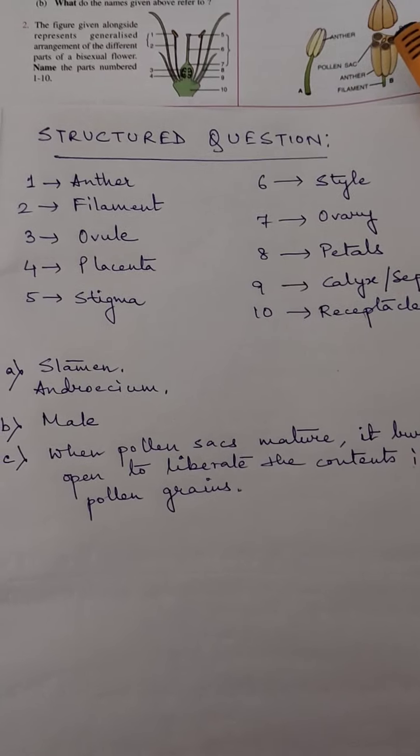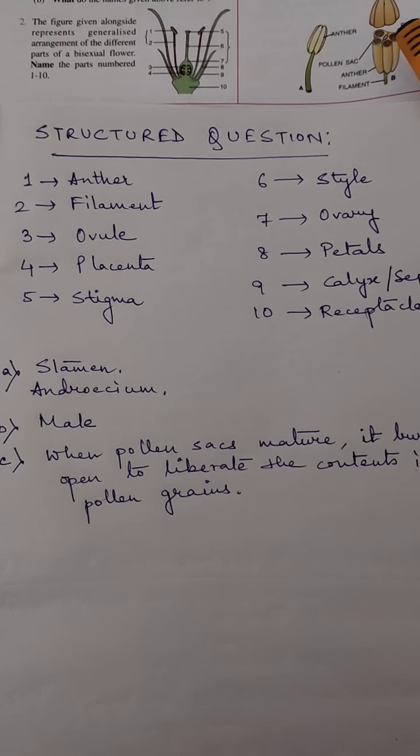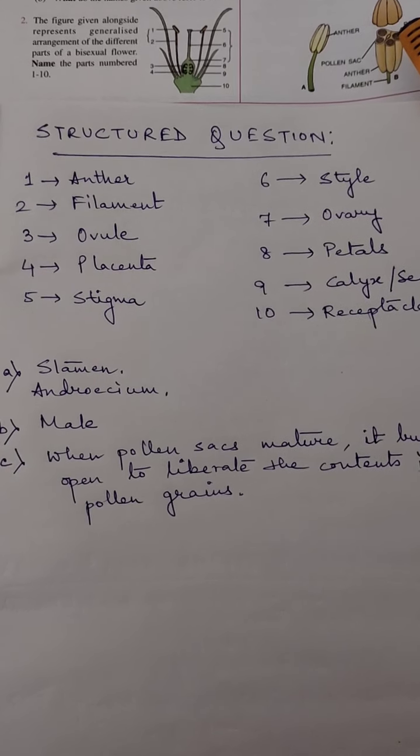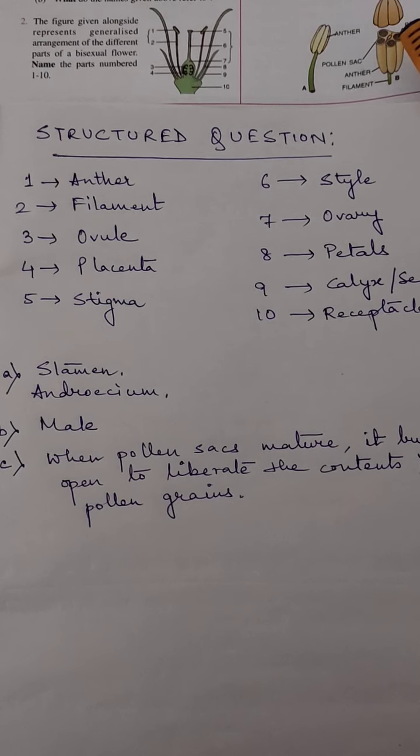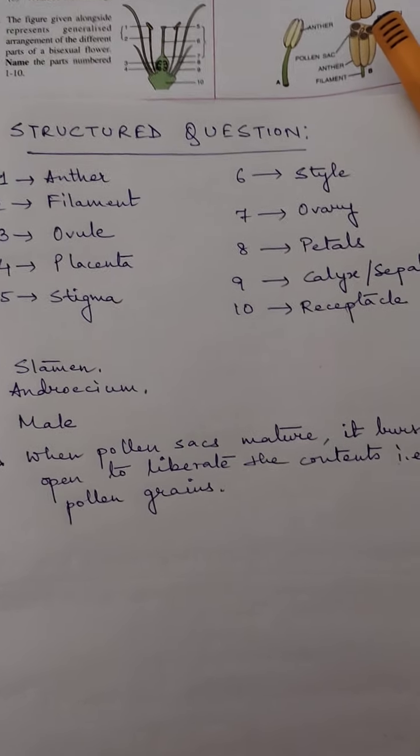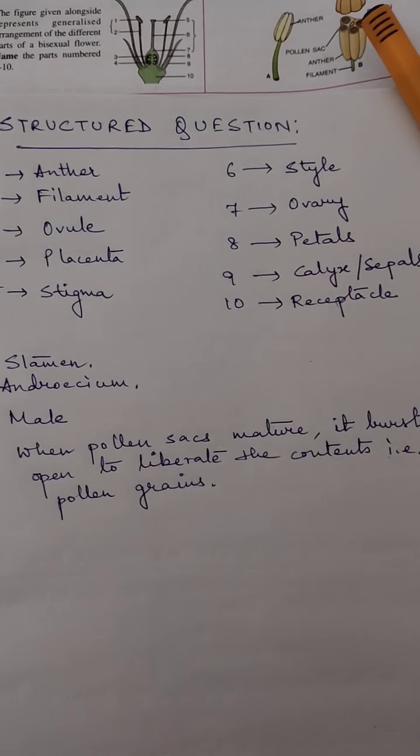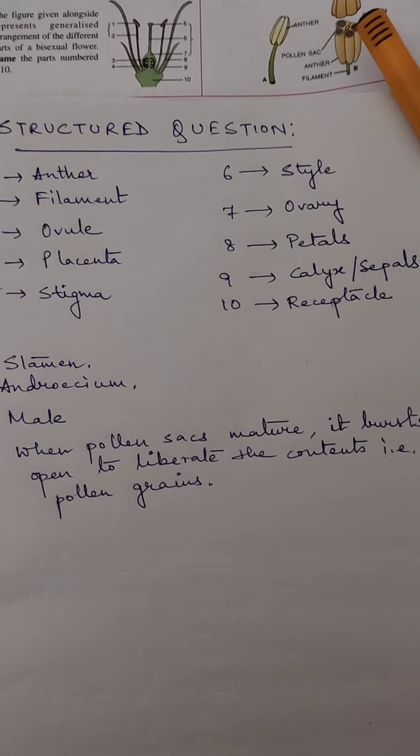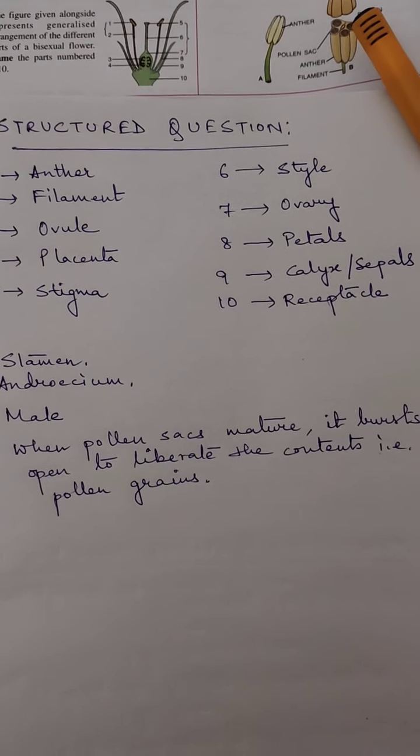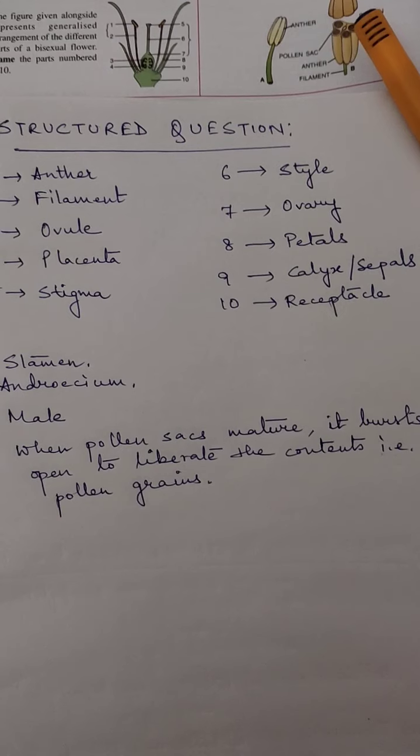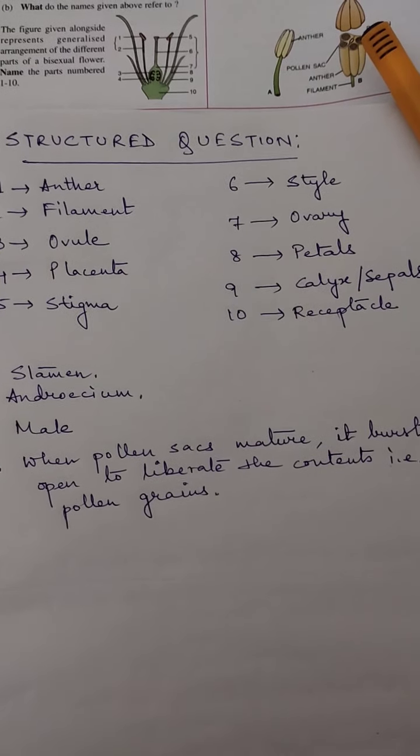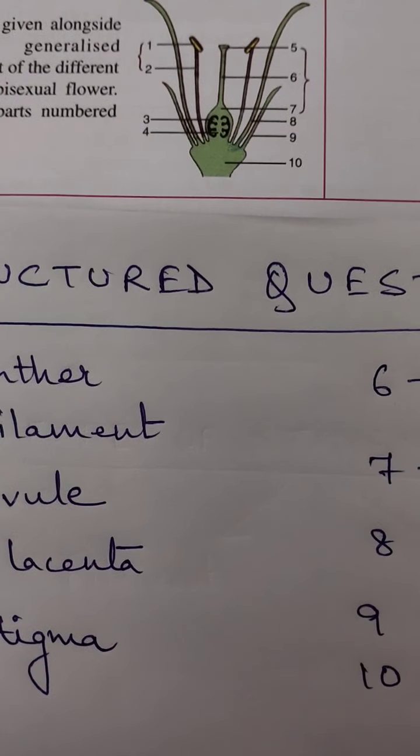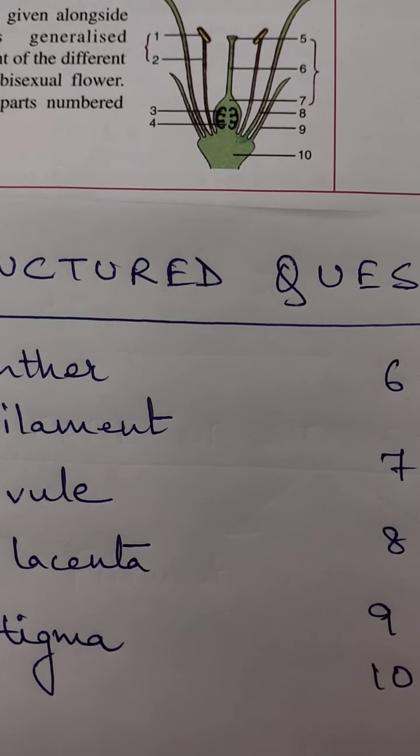You can jot it down. Number 1 will be anther. Number 2 filament. Number 3 ovule. Number 4 placenta. Number 5 stigma. Number 6 style. Number 7 ovary. Number 8 petals. Number 9 sepals or calyx. Number 10 receptacle. I think you have jotted down. This is the picture. Okay.